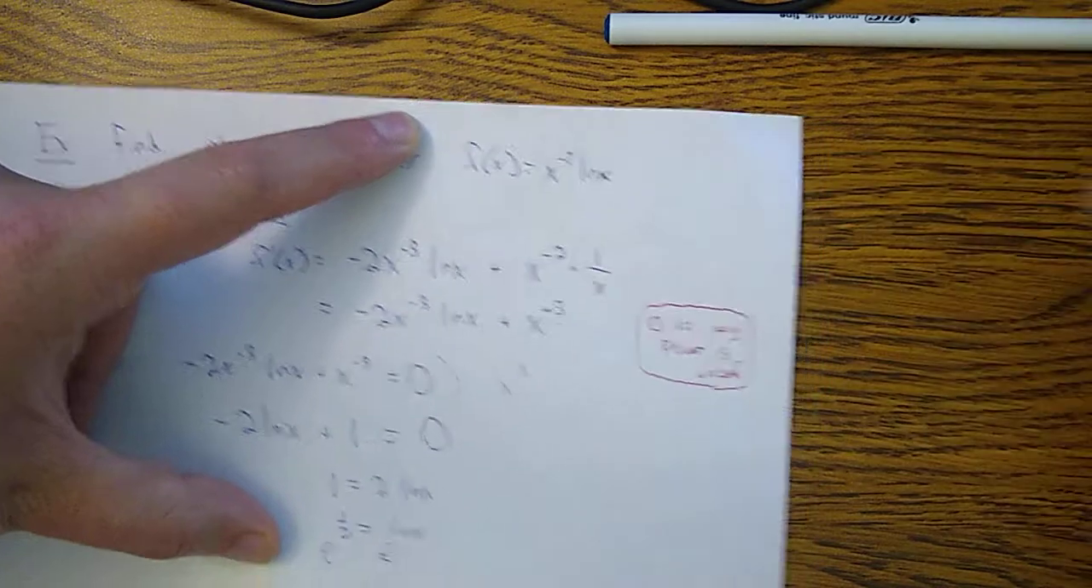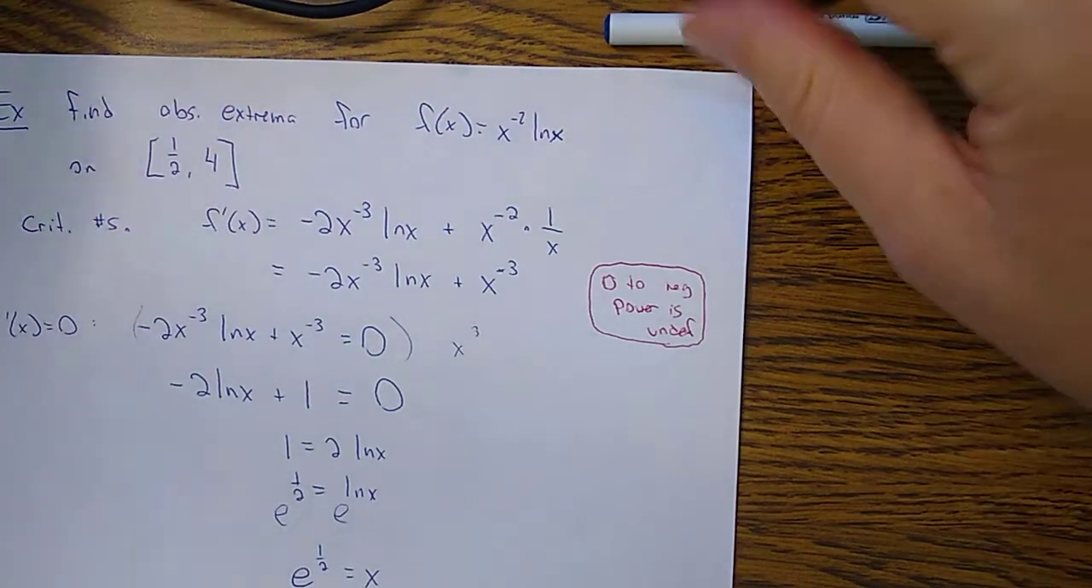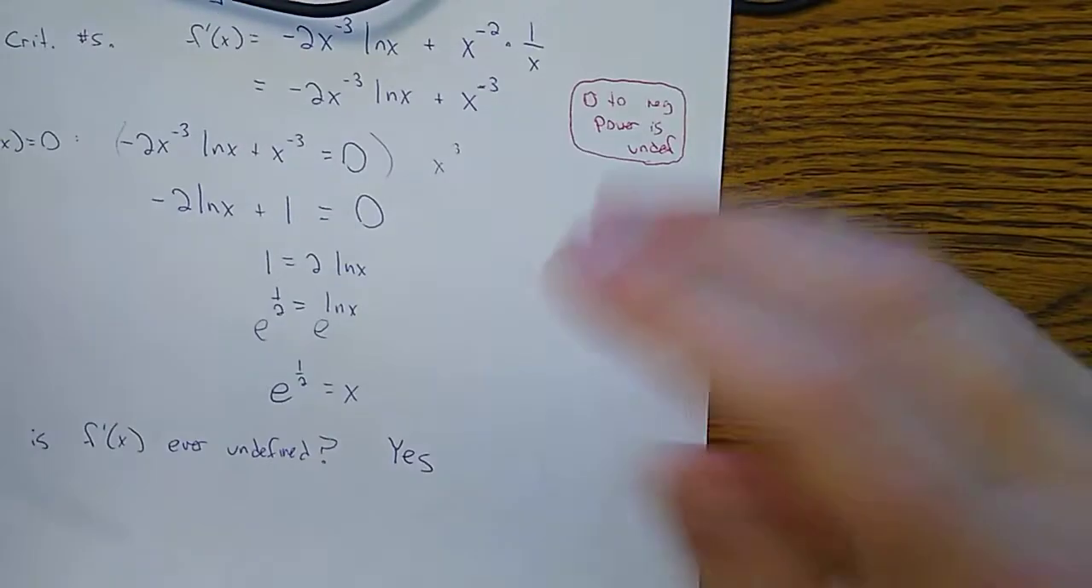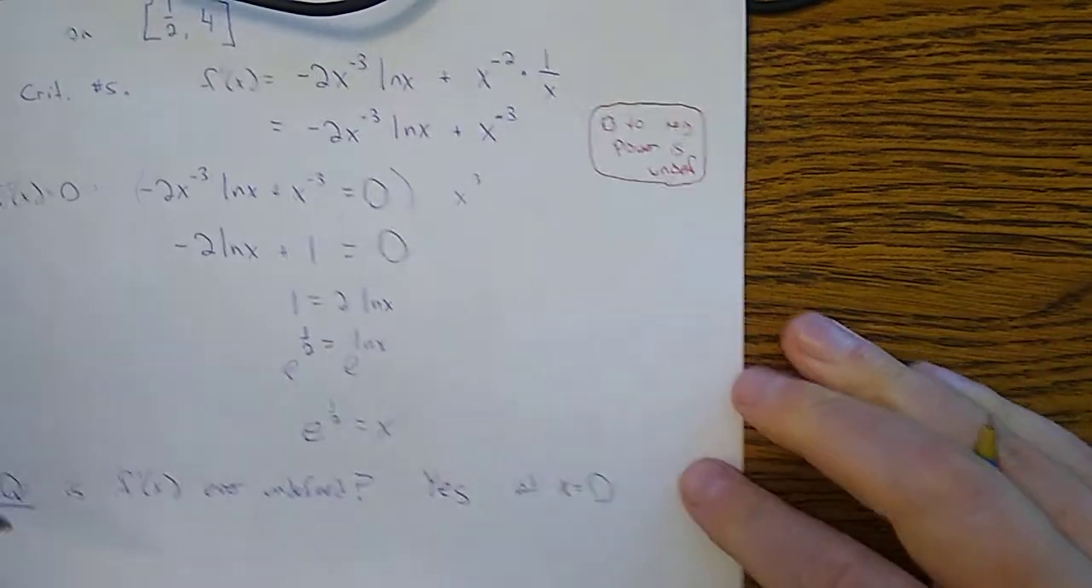Zero to a negative power is like dividing by 0. It is dividing by 0. So you can't do 0 to a negative power. So this would be undefined at x equals 0.